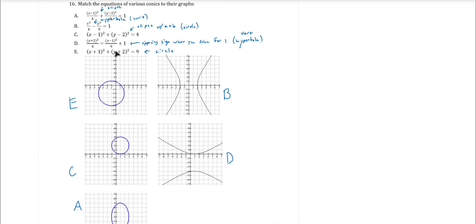Now, what we want to do is note whether or not we have a difference of sign, as in the case with B and D, between the x and y terms when we bring them over to one side and set them equal to 1.